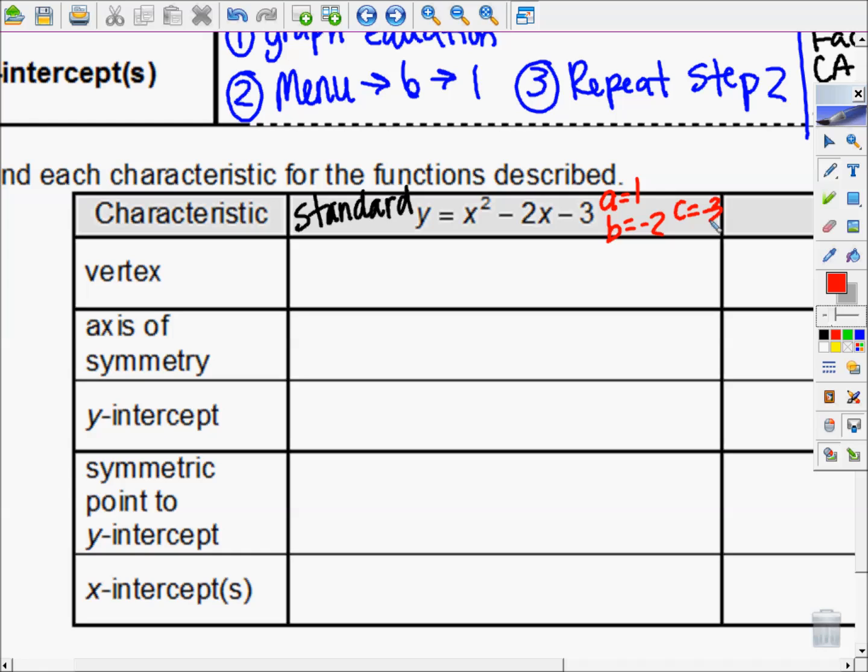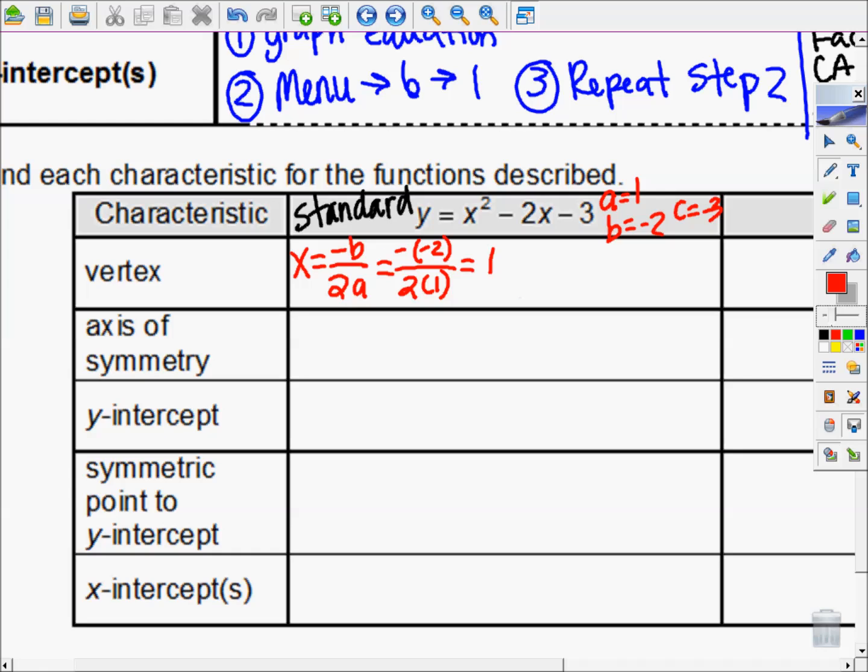How do I find my vertex in standard form? I'm going to plug in x equals negative b divided by 2 times a. Do I know what my b is? Yes. What is it? Negative 2. So when I simplify, the two negatives become positive, and it's 1. A negative times a negative is a positive. So I know my x value.